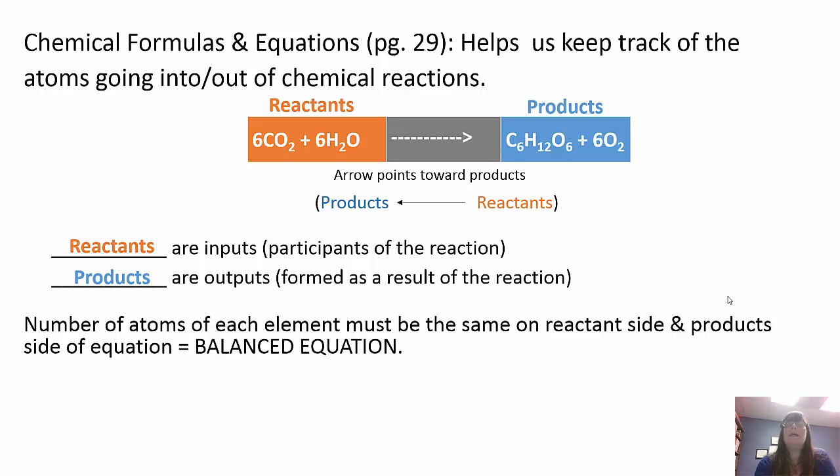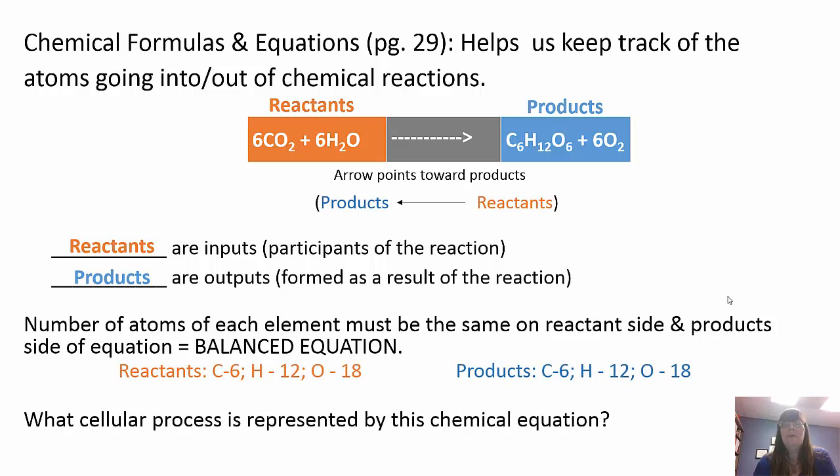We've got 12 oxygen. Over on the other side, we've got 6 plus 6, 12 oxygen. Oh no, sorry, we have 18 oxygen. So you got 6 plus 12 is 18 oxygen. And then we have 12 hydrogen, 12 hydrogen. So that's a balanced equation. And that's actually the equation for photosynthesis.